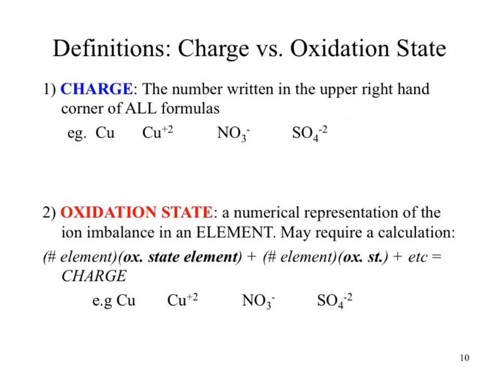What is the charge for copper? 0. How do you know it's 0? If we look at the upper right-hand corner, what is written there? Nothing's there, so it's 0. What's the charge on copper ion? +2. How do you know that? Upper right-hand corner, it says +2.